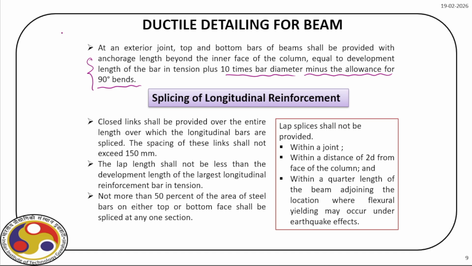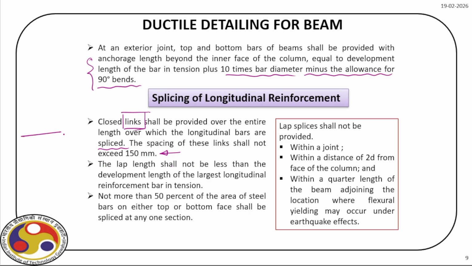Now, next is splicing of longitudinal reinforcement. Again, if you recall, we discussed the splicing and the location of splicing. Closed links shall be provided over the entire length over which the longitudinal bars are spliced. So, the links that we provide should not be open links. The spacing of these links shall not exceed 150 millimeter. So, we should not have a spacing which is more than 150 millimeter.